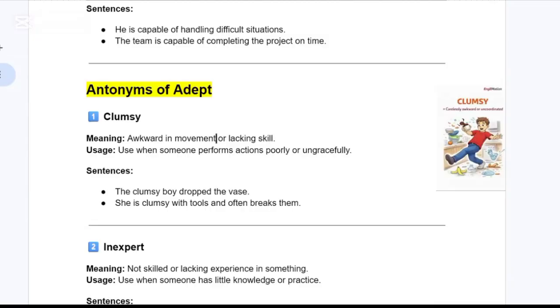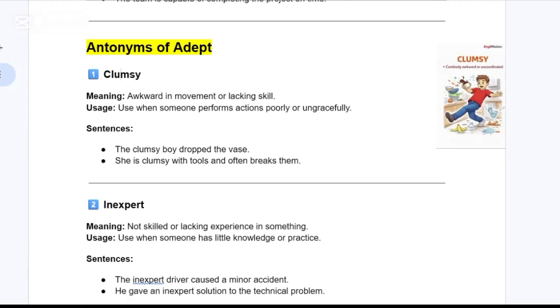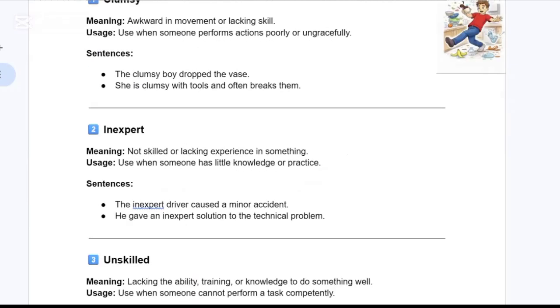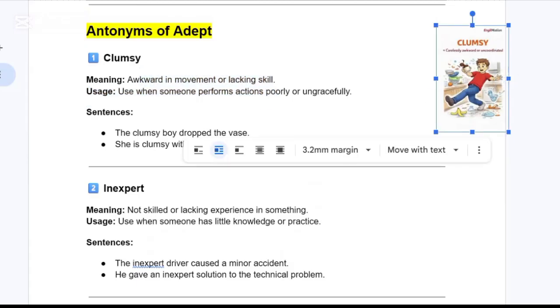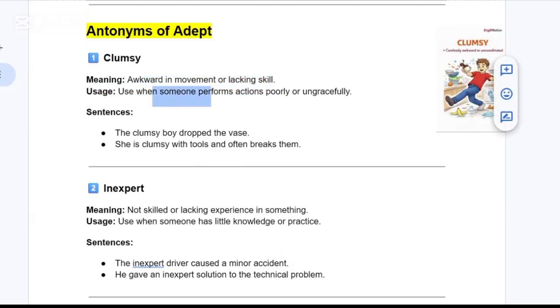Antonyms of adept. Adept means expert, and the antonyms are clumsy, inexpert, unskilled. Clumsy means awkward in movement or lacking skill. It is used when someone performs actions poorly or ungracefully. The clumsy boy dropped the vase. She is clumsy with tools and often breaks them.